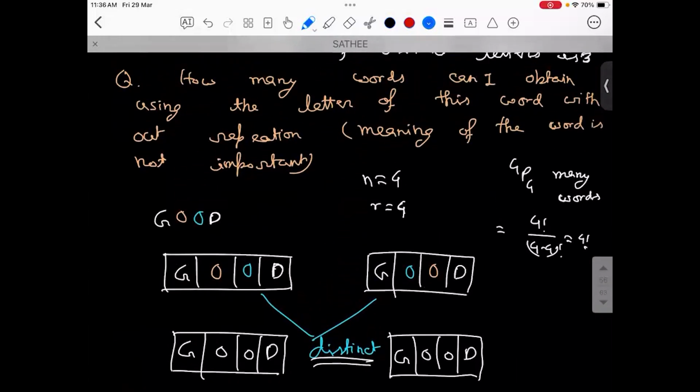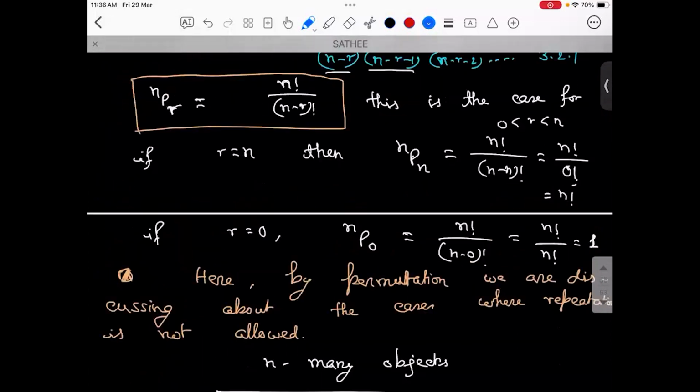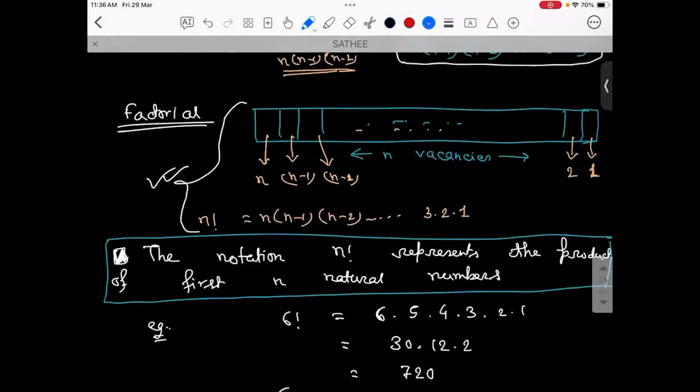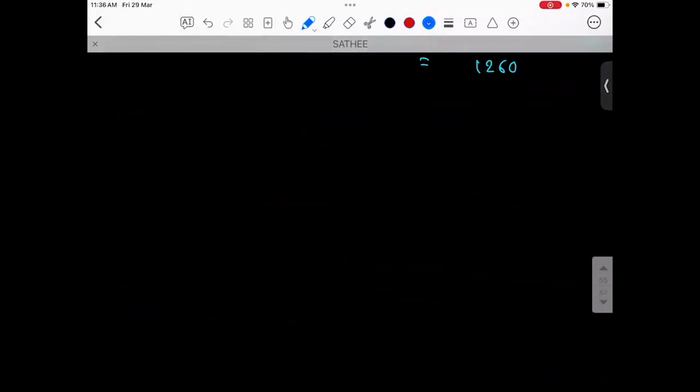Now the thing is, why this permutation when all the objects are not distinct is important. Because last day we discussed that example of some apples, right? We have 10 apples and 4 cartons, and we have to divide these 10 apples into 4 cartons. Now how many ways are there to divide these elements? Who is getting the first apple and who is getting the second apple doesn't matter to them.